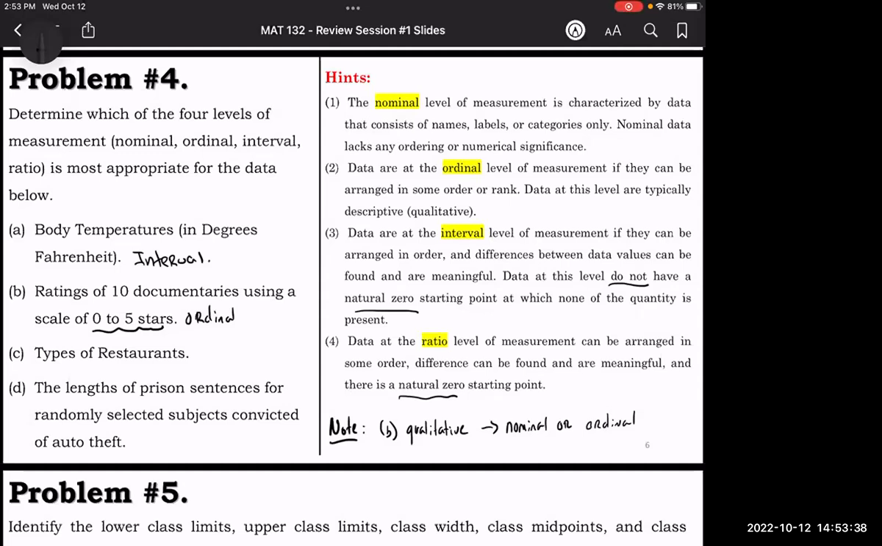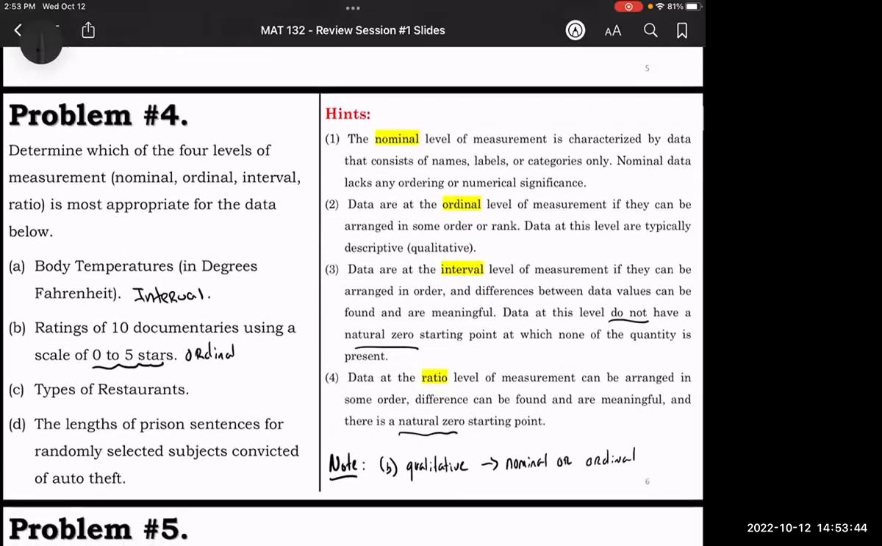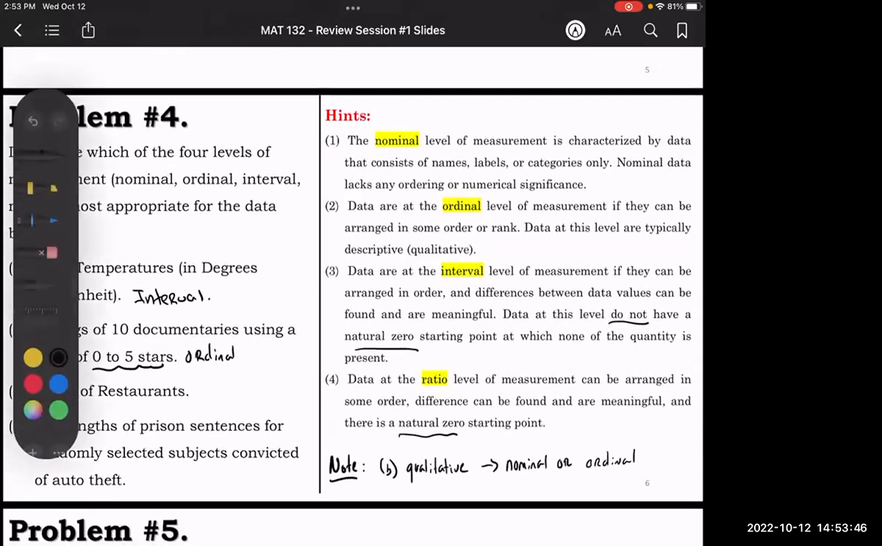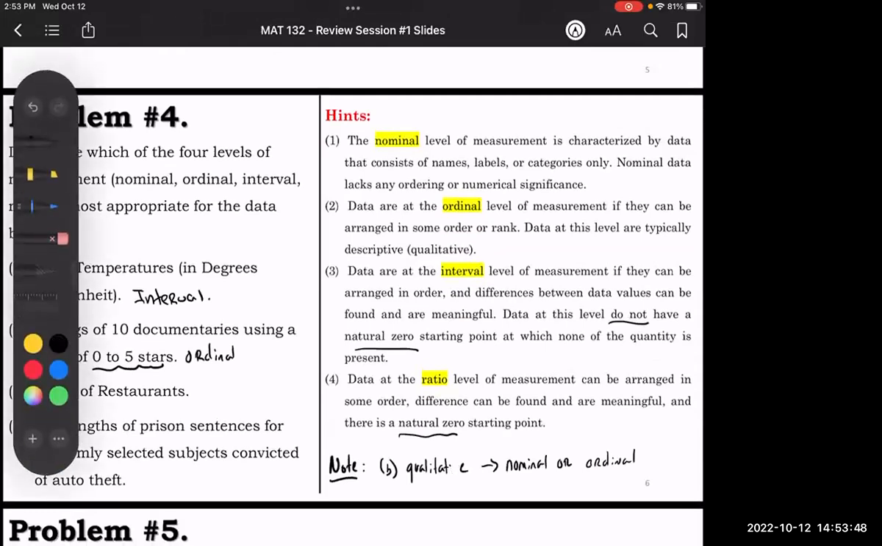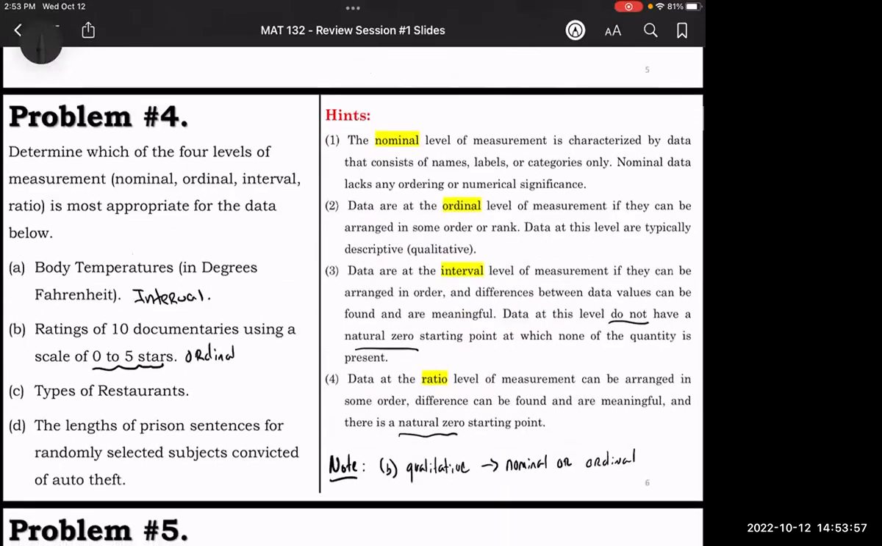Okay, but just keep in mind qualitative data. I think I spelled qualitative wrong. Let me just double check. Yes, I did, but it's okay. No, I think I did spell it right. No, we did. We're good. So yeah, part B is ordinal.